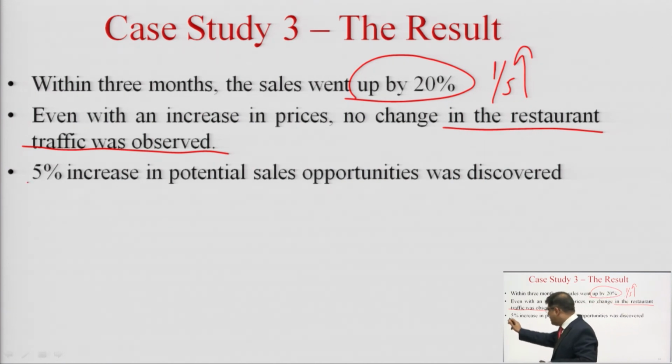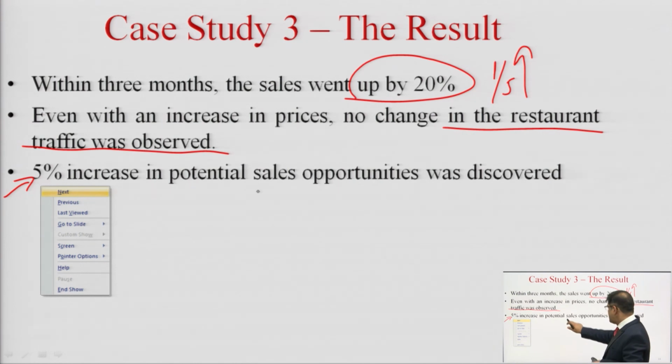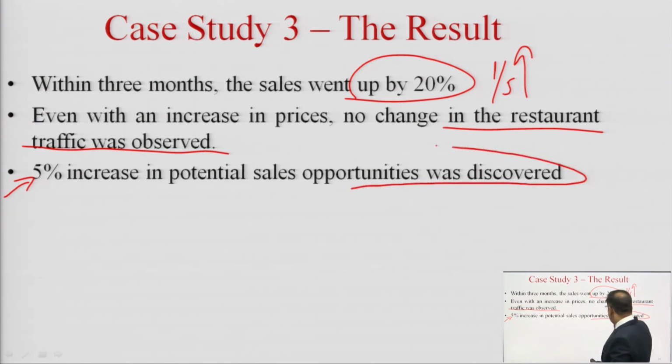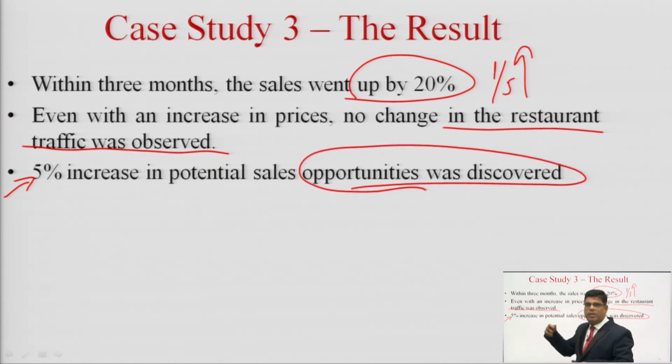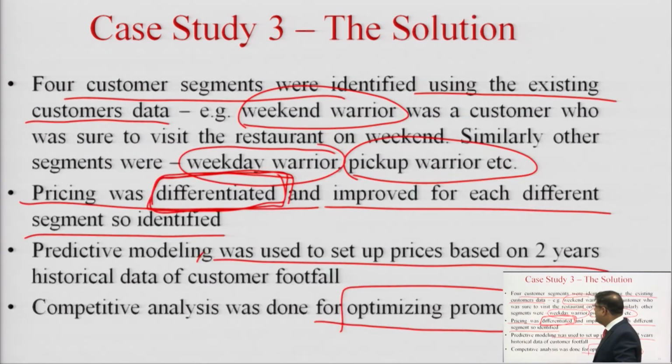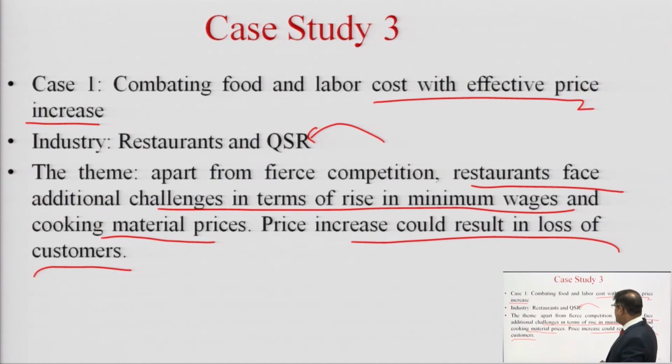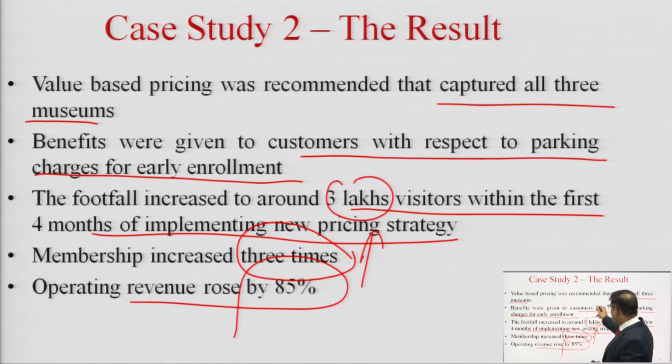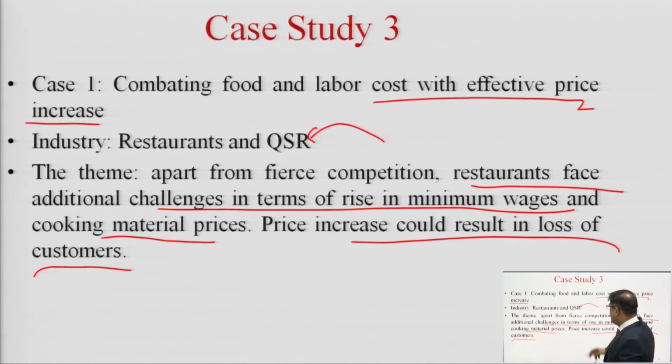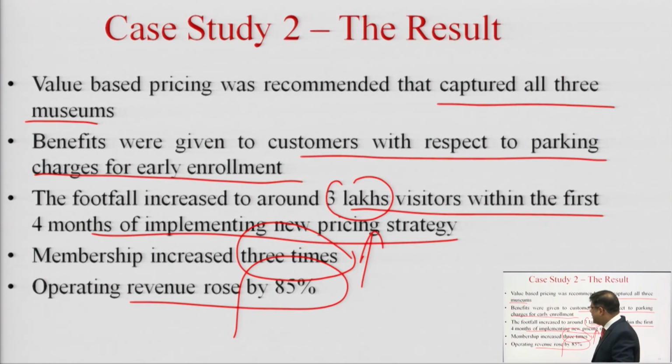The third good impact which was made was a 5% increase in potential sales opportunities was discovered. So, newer sales opportunities were also discovered, and hence we say that it was an effective price increase. So, we say that this kind of value price strategy worked here. So, markup pricing or cost based pricing was given up, and then different segments were served differently.